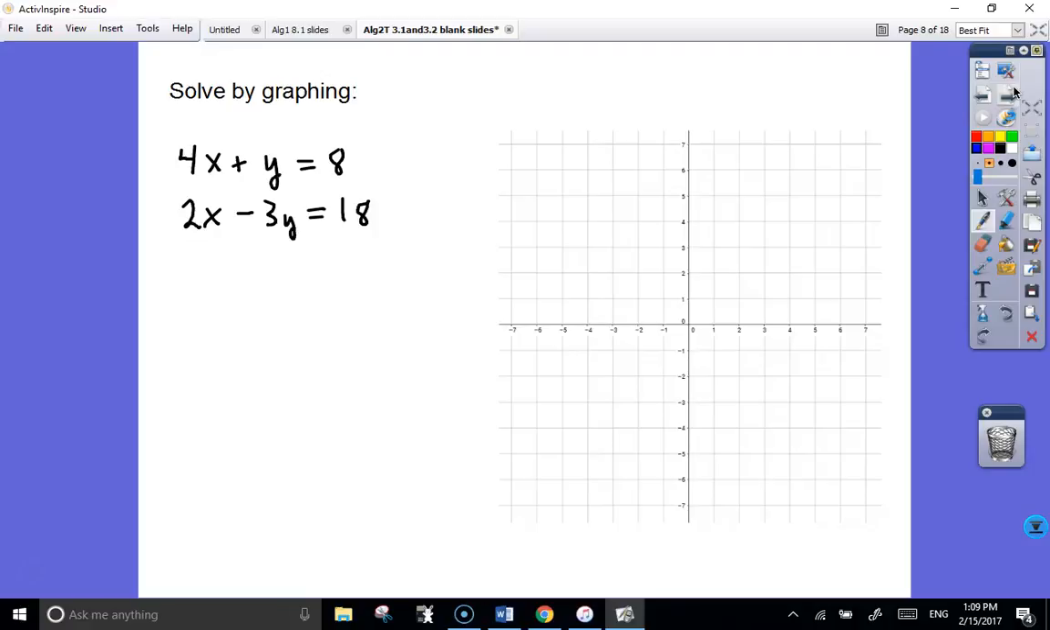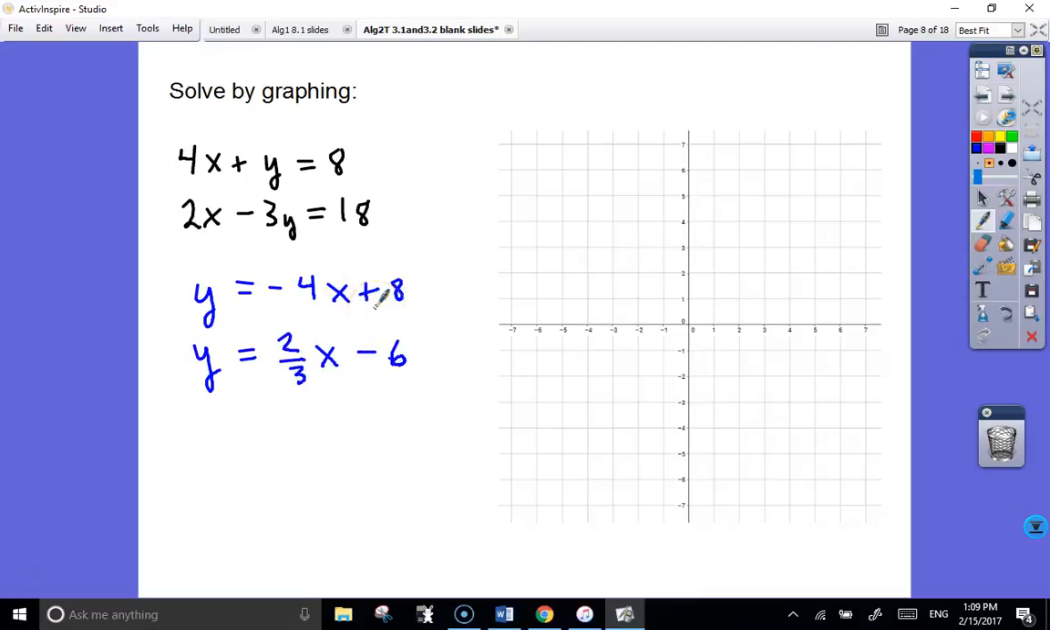then it should look like this. y equals -4x plus 8. And y equals, if I move the negative, make that a -2x on the right, then I divide by -3, then I'm going to get 2/3 x minus 6.